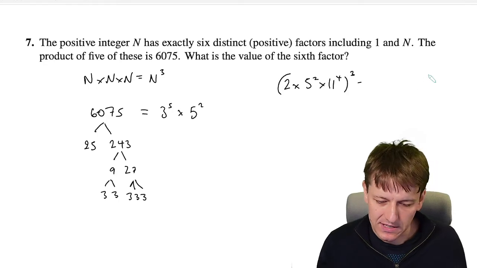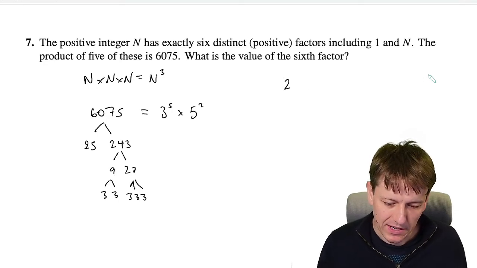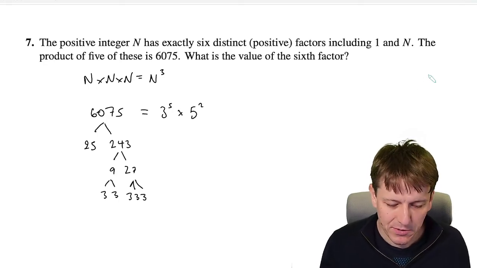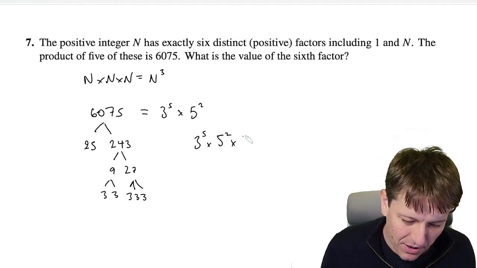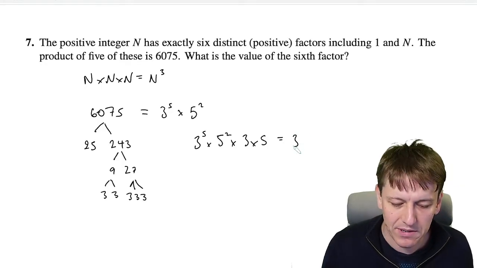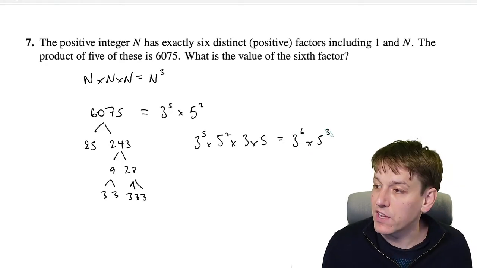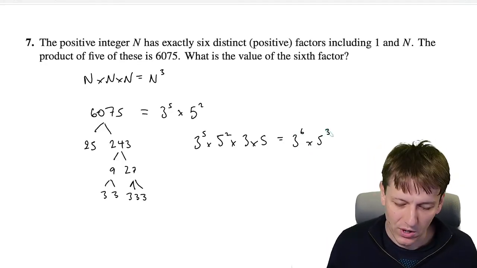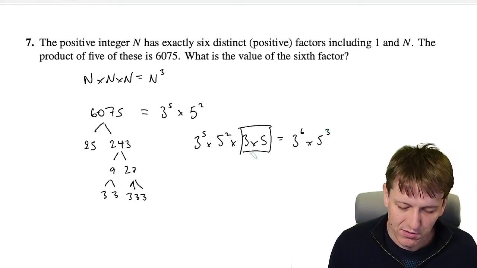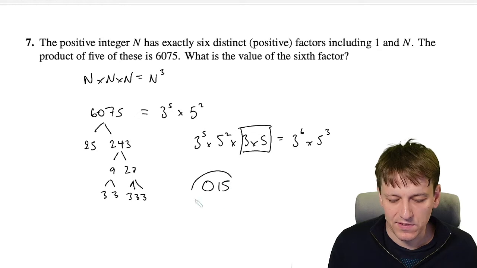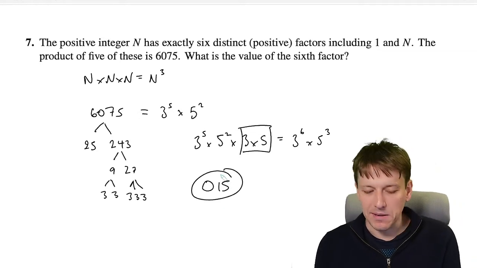So we need to multiply something to make this a cube number, so I need to make the powers multiples of 3, so the way to do that would be to multiply by 3 and by 5, and then I would get 3 to the 6 times 5 cubed, and that would work nicely. So it must be that this sixth factor is just 3 times 5, and the answer is 15, or 015 for the purpose of the Olympiad.